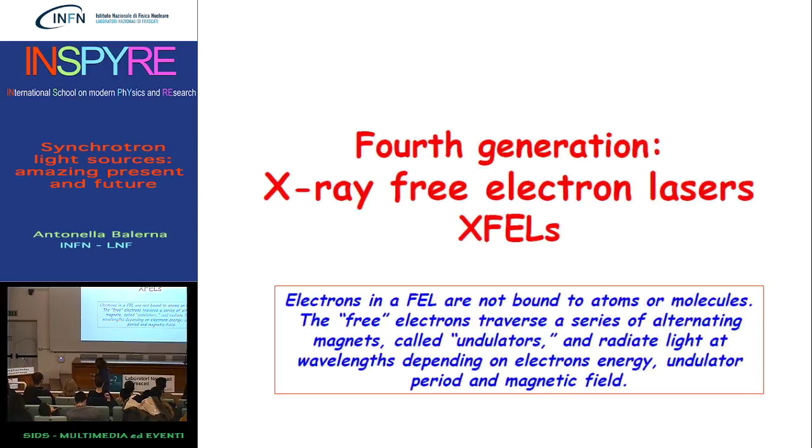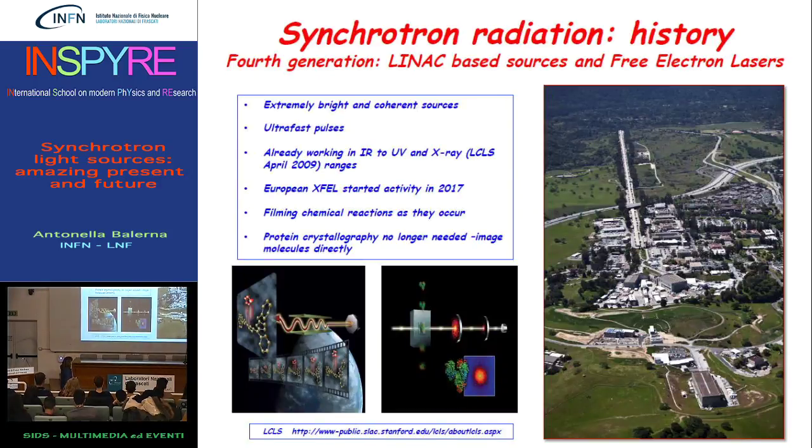Yesterday, Massimo showed you free electron lasers. You have seen that in this case, electrons are not bound to atoms and molecules. They can move inside these meters and meters, 100 meters of undulators, and emit the radiation. And the difference between their emission and the emission of a storage ring is coherence. These beams have very high brightness and are coherent.